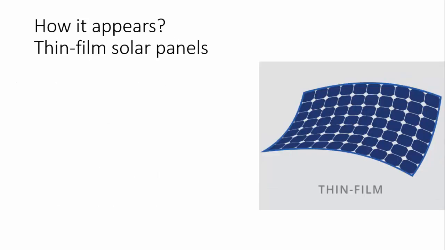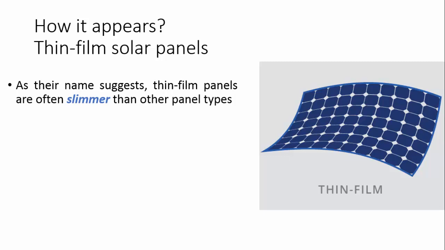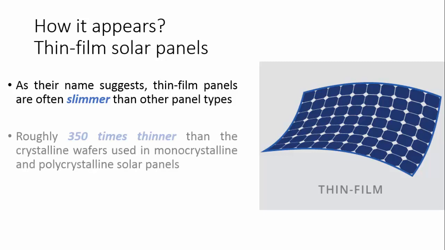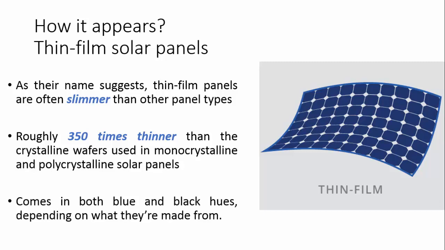Then the thin film solar panels. By the name itself, it says that it is very thin, and sometimes flexible. It is thinner than the other panels. Unbelievably, it is roughly 350 times thinner than the crystalline wafers used in monocrystalline and polycrystalline solar panels. That is so thin. And this also comes in different colors, blackish or bluish, based on the material used in the fabrication process.